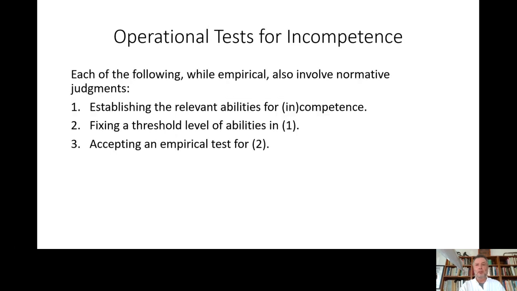So once we determine what kind of incompetence is relevant, then we need to develop a test for it. And this would involve both empirical elements and normative ones as well. So first off, we establish the relevant abilities for what would be incompetence, fix the threshold level of abilities, and last, determine some empirical test for satisfying the threshold.